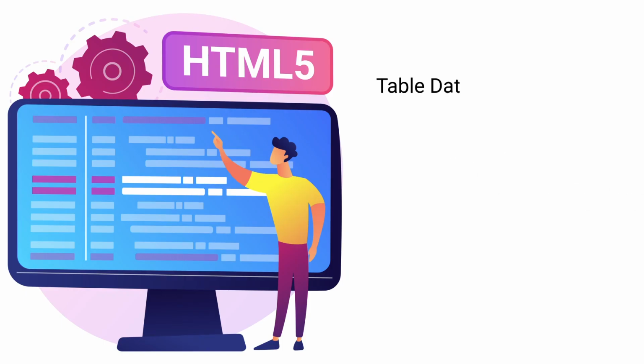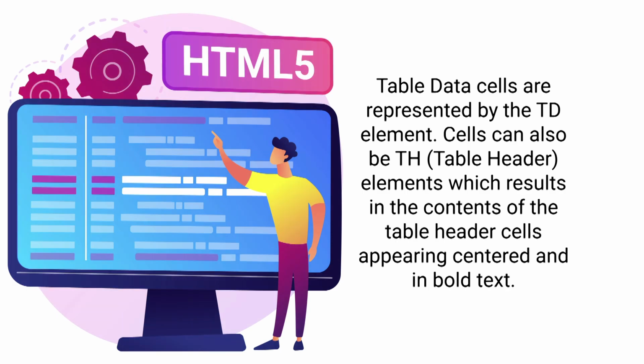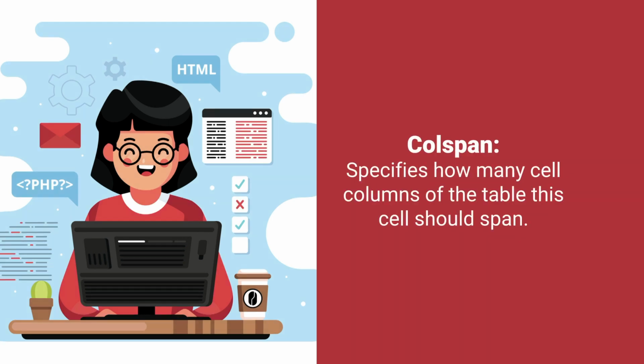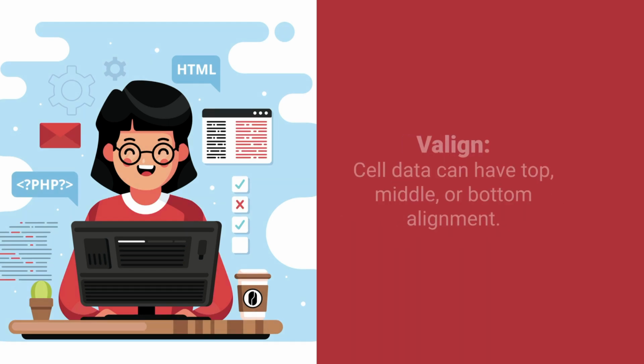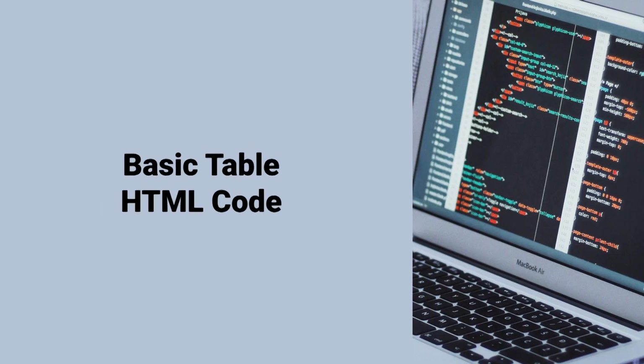Table data cells are represented by the TD element. Cells can also be the TH element, which is called a table header, which results in the table header cells appearing centered and in bold text. So there are table data and table header. They have column span, row span, align, vertical alignment, width and height properties. Now let's see a detailed example.